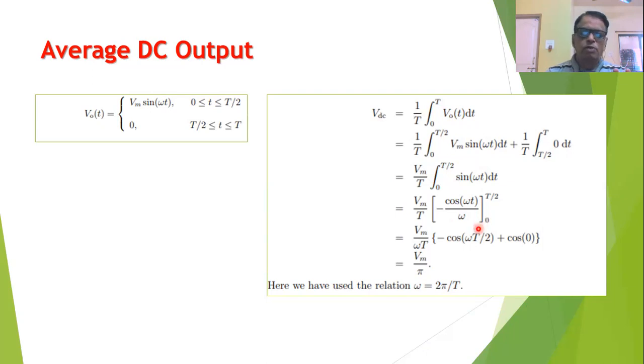So if we substitute the values, then we will get the expression Vm divided by omega T, minus cos of omega T by 2 plus cos of 0. Cos of 0 is 1, and if you substitute omega is equal to 2 pi by T, then you will find that this minus minus will become plus, and therefore we will get the expression Vm divided by pi. So this is the average DC output for the half-wave rectifier.